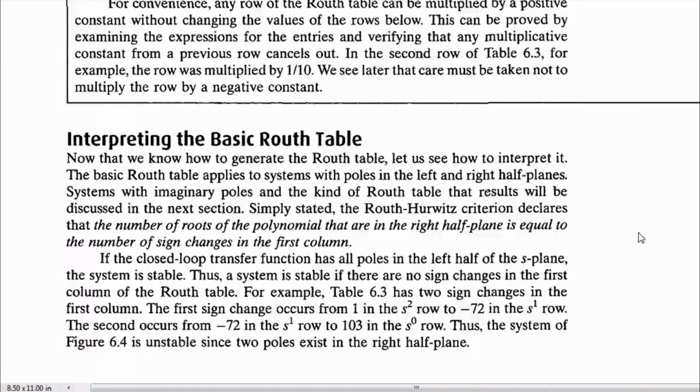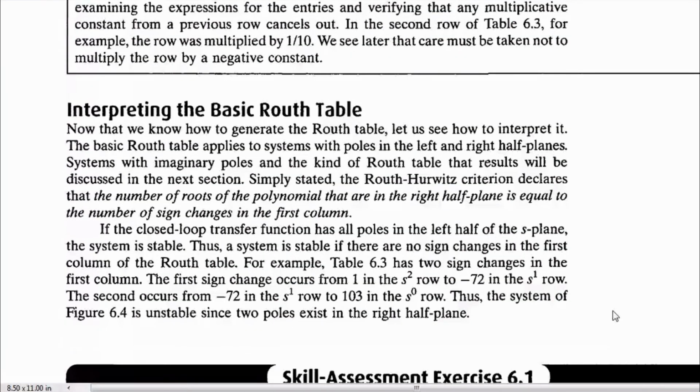अच्छा, the first sign change occurs from 1 in the S2 row to minus 72 in the S1 row. The second occurs from minus 72 in the S1 row to 103 in the S naught row. So in this case, the system of figure 6.4 is unstable since two poles exist in the right half plane. ठीक है. तो हमारे इस केस में हमारा सिस्टम अनस्टेबल होगा क्योंकि हमारे पास दो साइन चेंजेस आए हैं, ठीक है. So when we have two sign changes in this transfer function, we will have an unstable system, ठीक है.